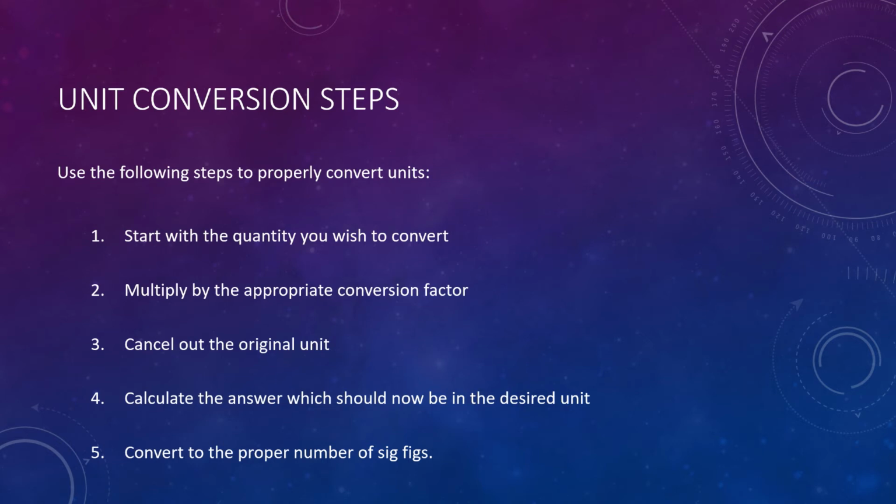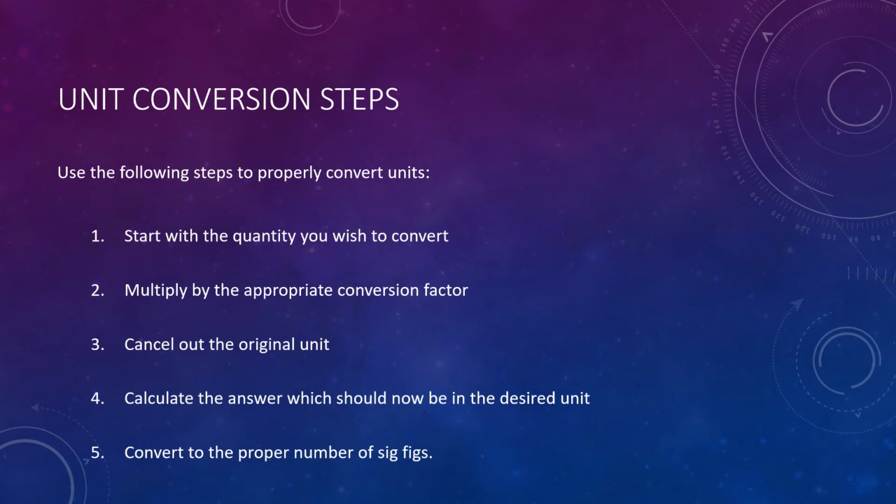First, start by writing down the quantity that you wish to convert. So, if it's some number, write that down with its units, and that's the first step. Basically just writing down your number. Next, you need to find the appropriate conversion factor, like we just talked about, to multiply by. In other words, if we want to go, say, from feet to meters, find the conversion between feet and meters and multiply by it.